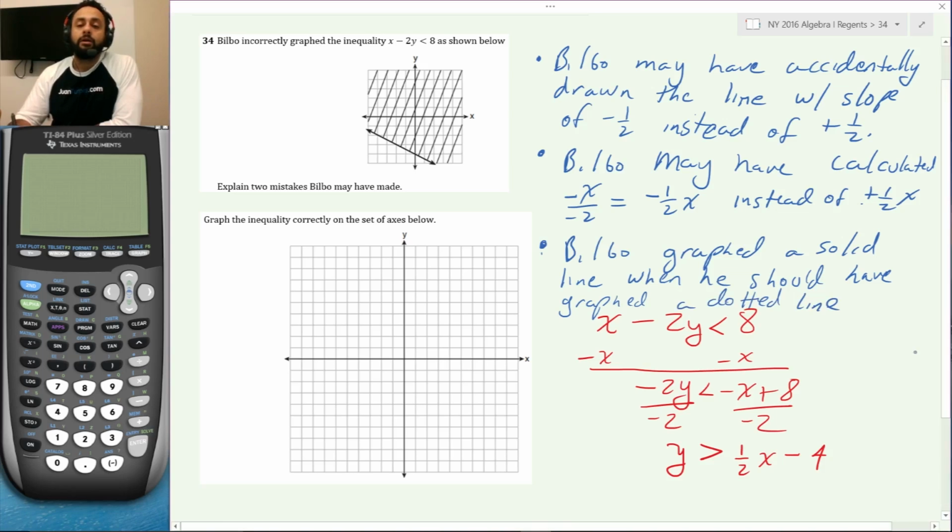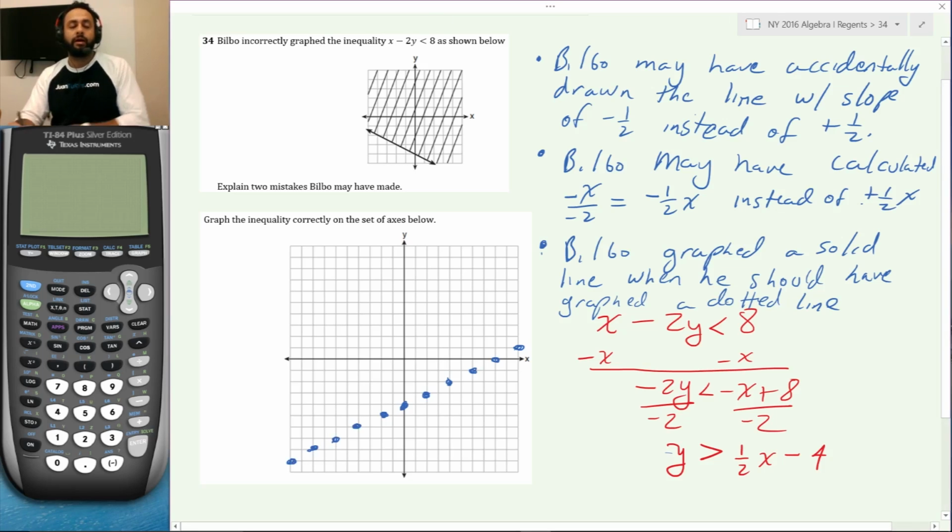Okay, so that's it. Now there's many more mistakes that you could think of, but at this point I'm going to graph this. So y is greater than 1/2 x minus 4, so the y-intercept is negative 4. Once again, I don't have to draw the axes labels because I'm using the standard label. So the slope is 1 over 2, going up 1 and right 2 each time, and negative 1 over negative 2 is also positive 1/2, going down 1 and left 2.